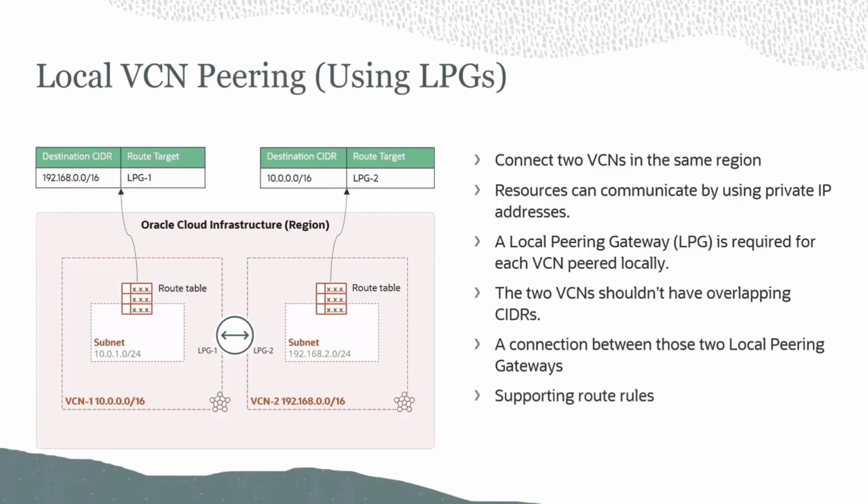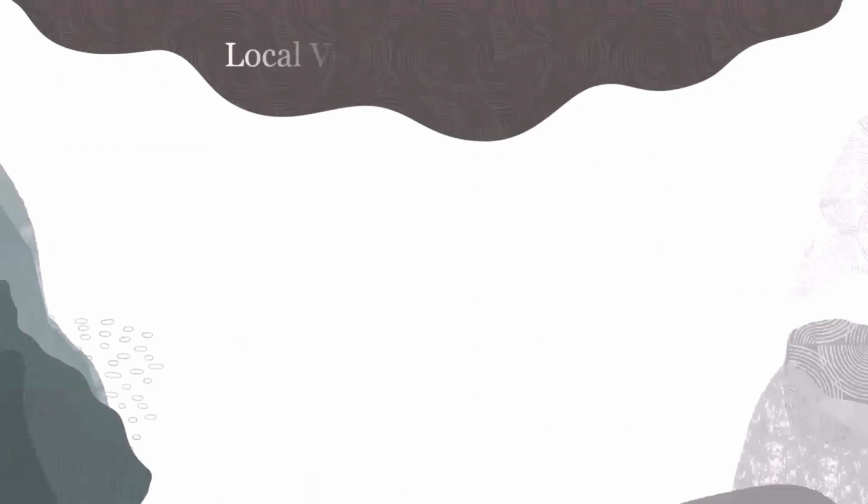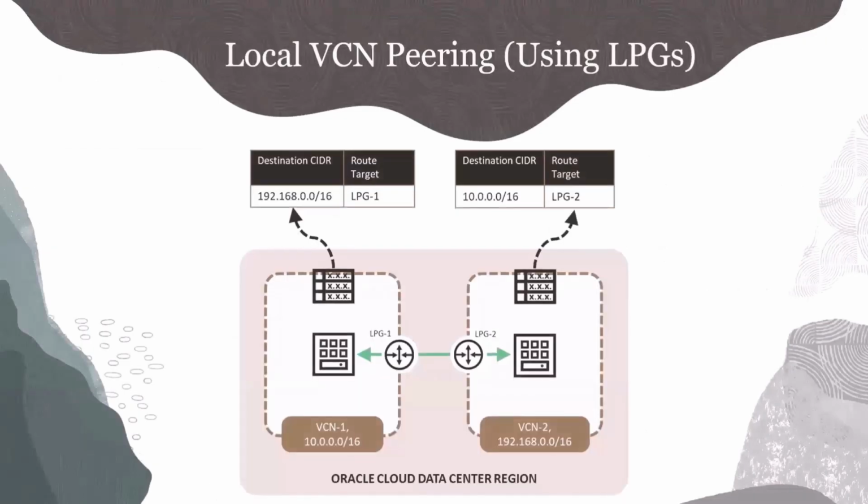So after you have configured the local peering gateways and connected them, you also need to take care of the routing. And as you can see here, we need to add route rules on both sides. And you also need to set up supporting security rules. So this is how it is going to look like. We have already discussed this.